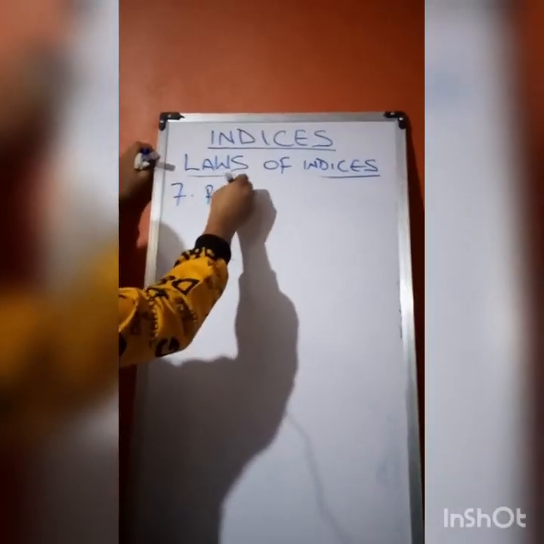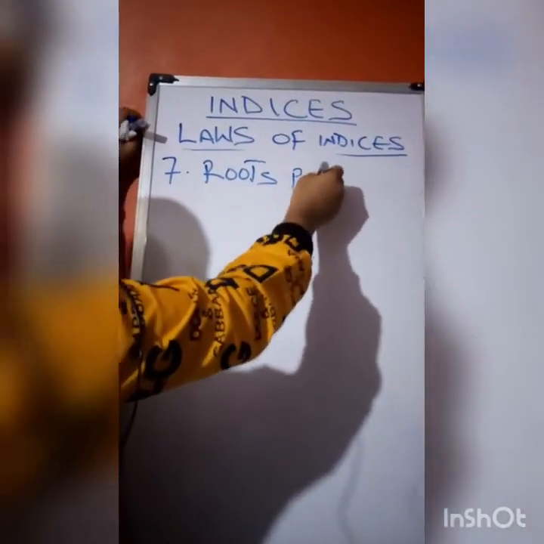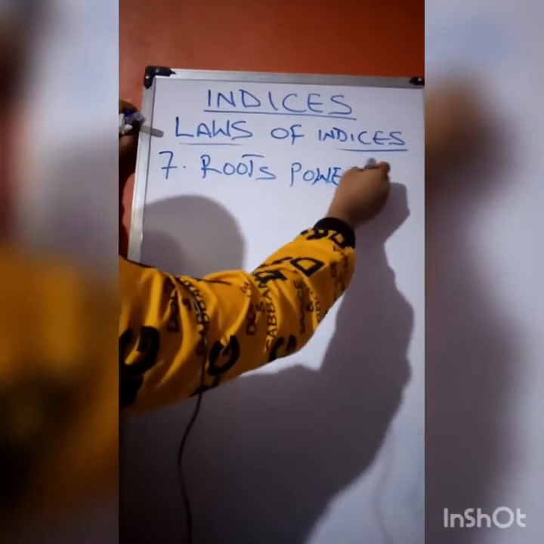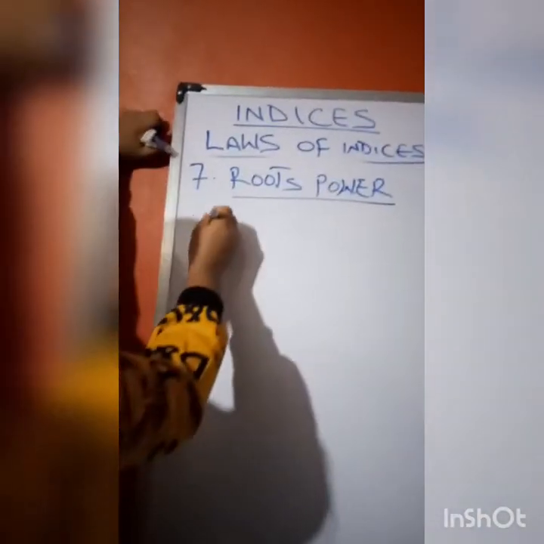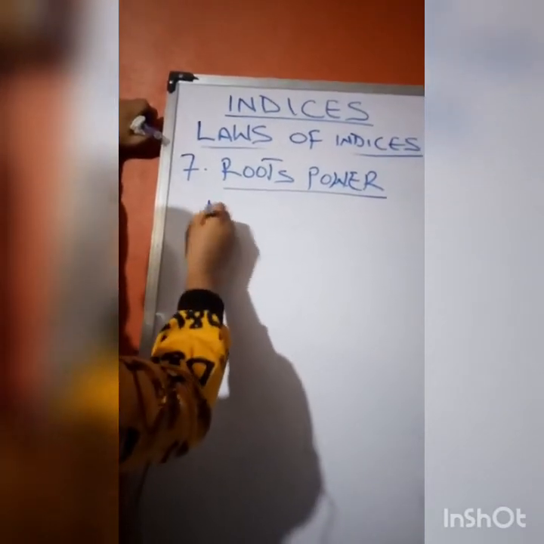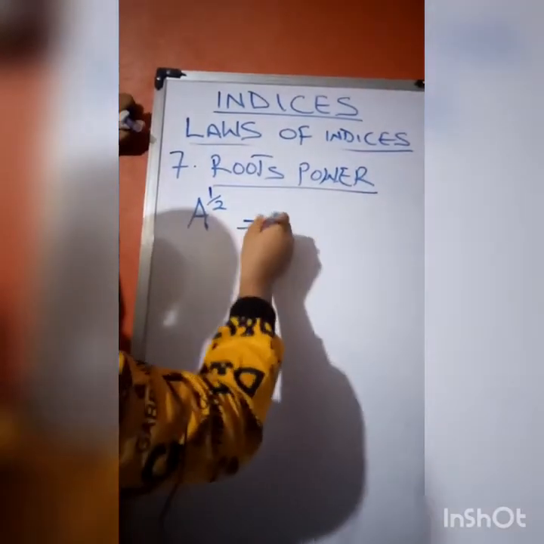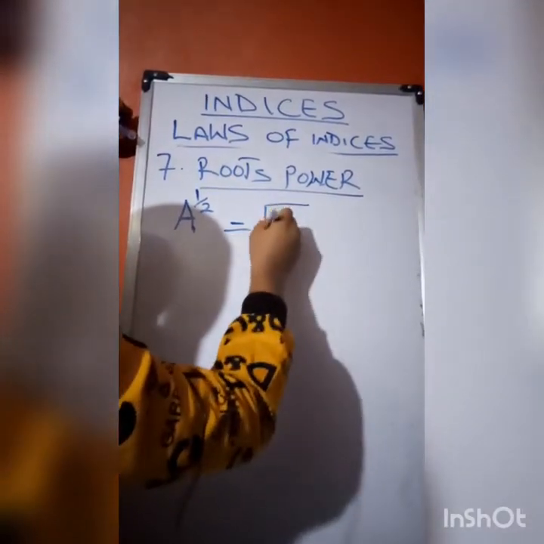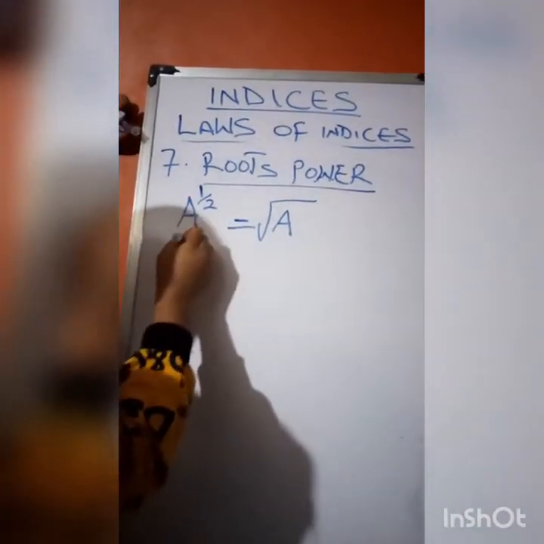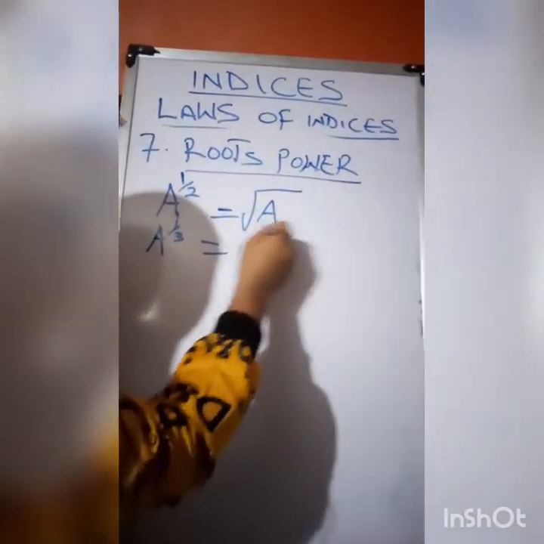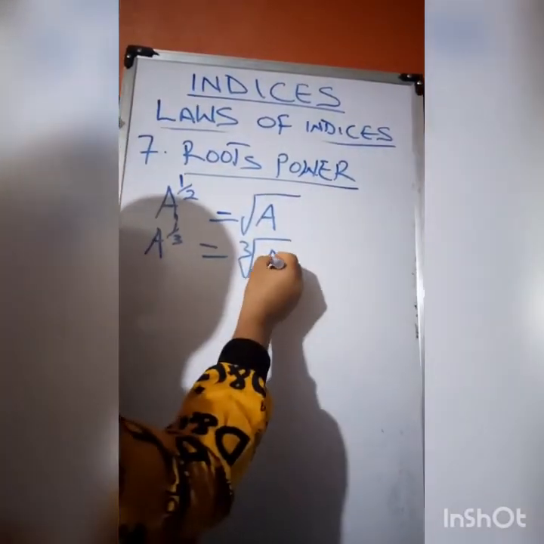The next law is the root power. Now the root power says if I am given a raised to power half, it is the same as saying the square root of a. Or if it is a raised to power 1 over 3, it is the same as saying the cube root of a. This is the root power.